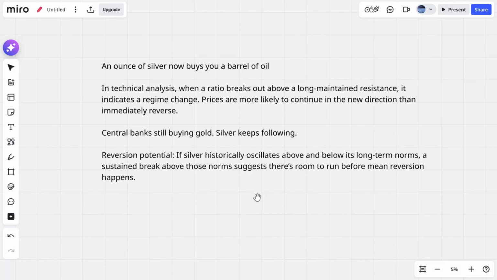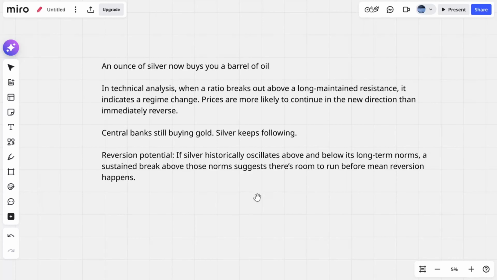Now in technical analysis, when a ratio breaks out above a long maintained resistance, it indicates a regime change. Prices are more likely to continue in that direction than immediately reverse. So people will think, oh, the price of silver has gone up so much, it's going to retrace back. Well, it might. Silver has a way of doing that, but it's more likely to go up higher in the long term.